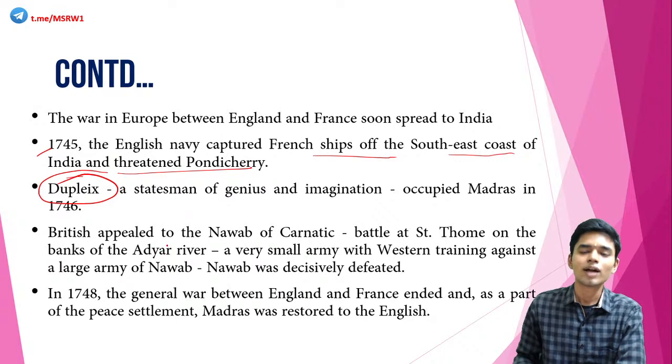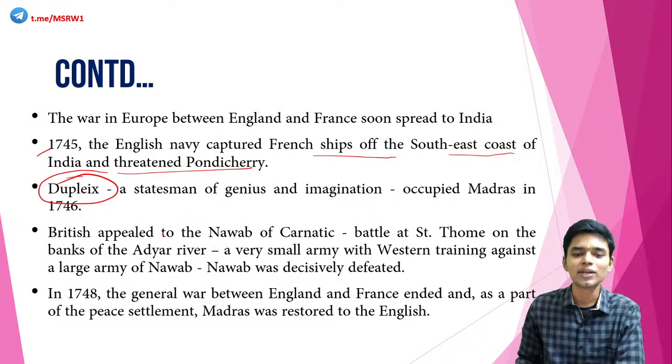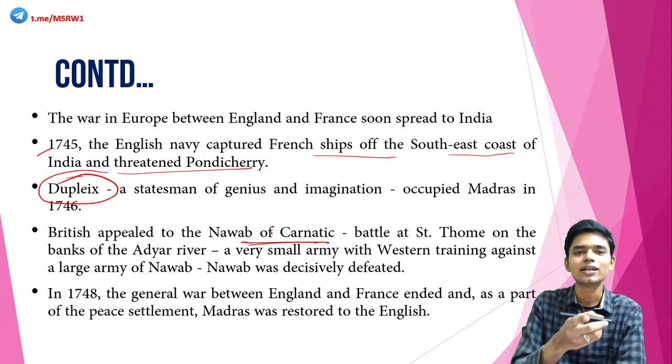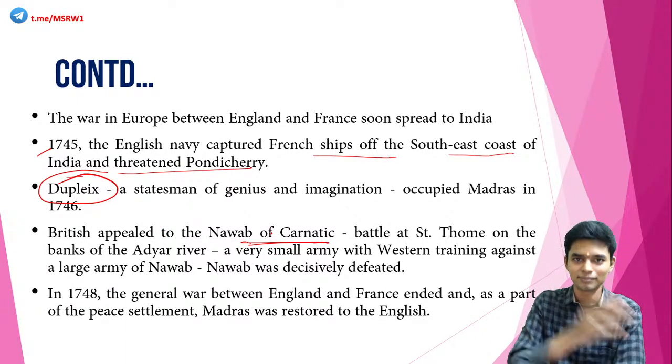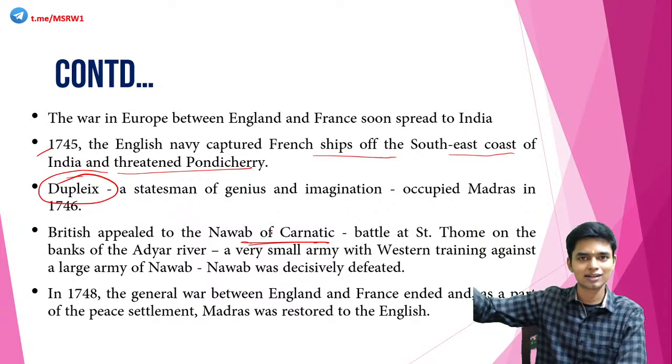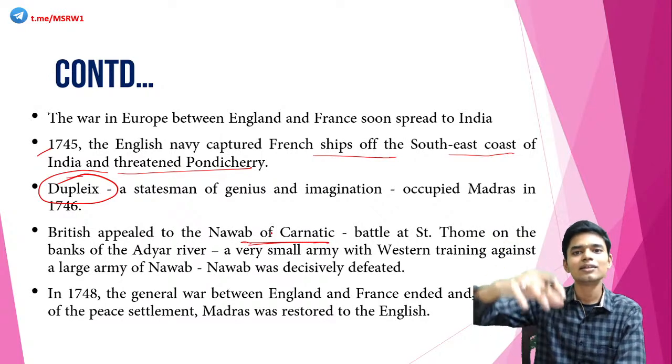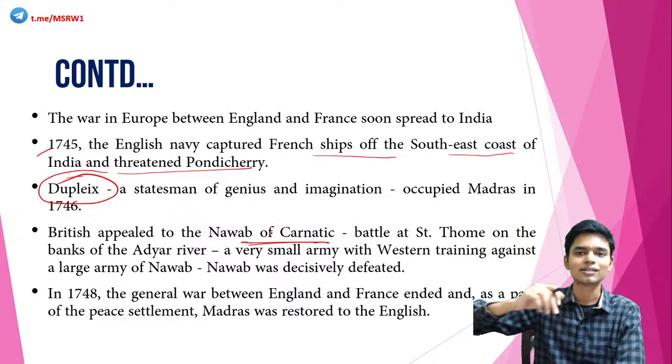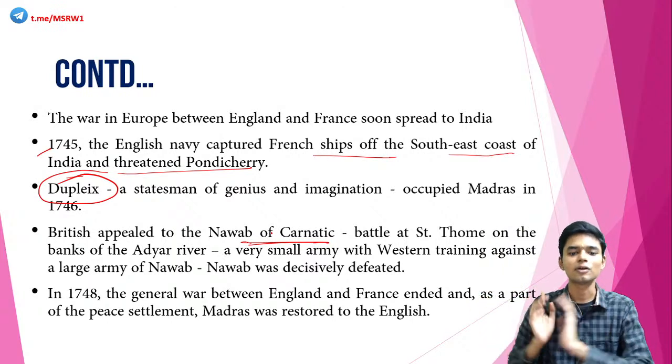Okay, so what did the British do? The British appealed to the Nawab of Karnataka. Why? Because Madras is actually a part of the territory of the Nawab of Karnataka. Although the British had established their factory there and were ruling those areas, the factory at Madras is actually in the territory of the Nawab of Karnataka.